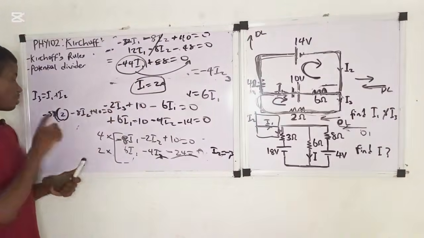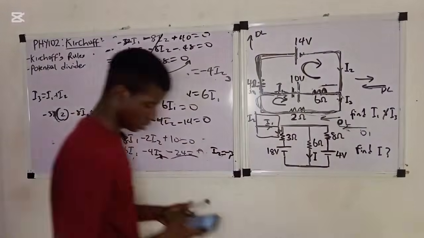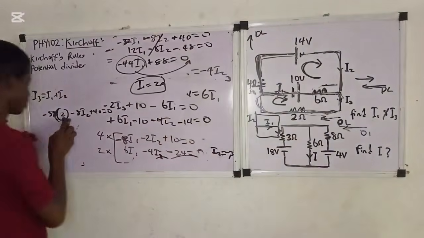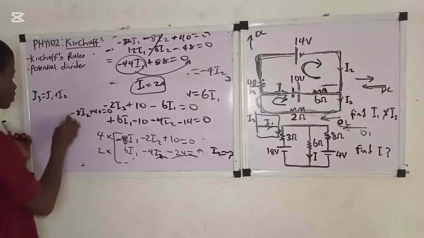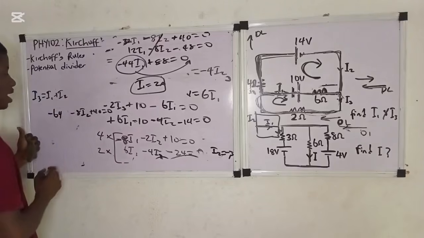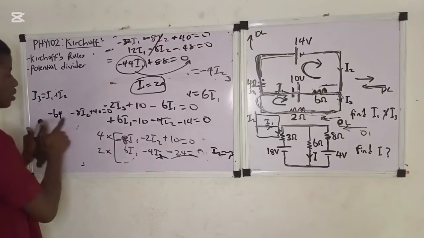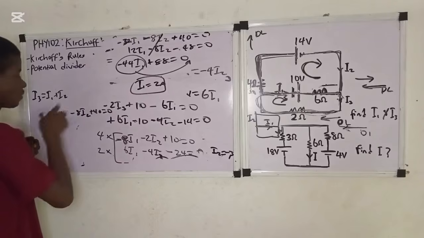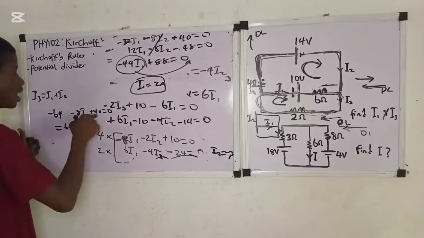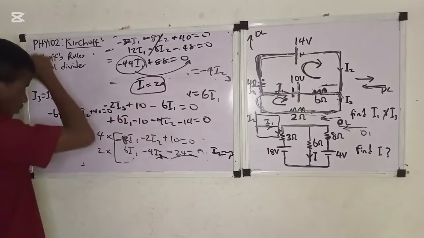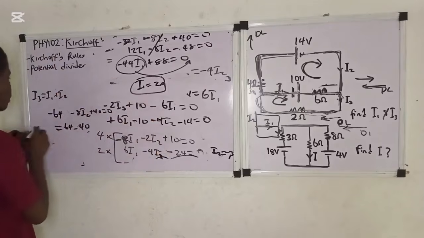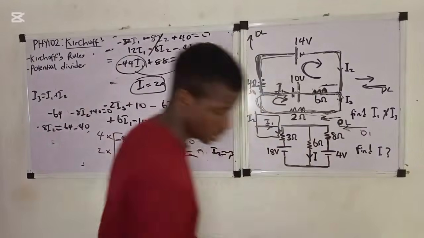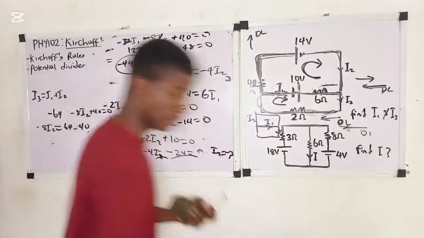Okay, so minus 32 times 2 will give us minus 64. Alright, so minus 64, right? Yes. So let's take these guys across. If minus 64 crosses that side, it turns plus 64. If minus 40 crosses that side, it turns minus 40, right? Yes. So don't forget the minus 8 I2. So 64 minus 40 is 24.